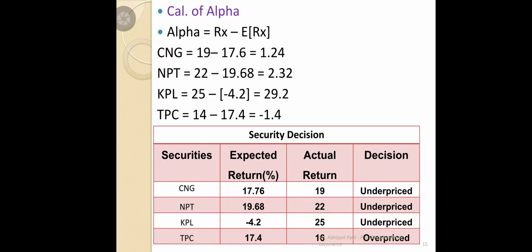And lastly, we should know which securities are overpriced or underpriced. So you should know the rules. If expected return is less than actual return, it is underpriced. The second is also underpriced. The third is also underpriced. The fourth is overpriced, because the TBC security return of 17.4 is more than your 16%, so it becomes overpriced.